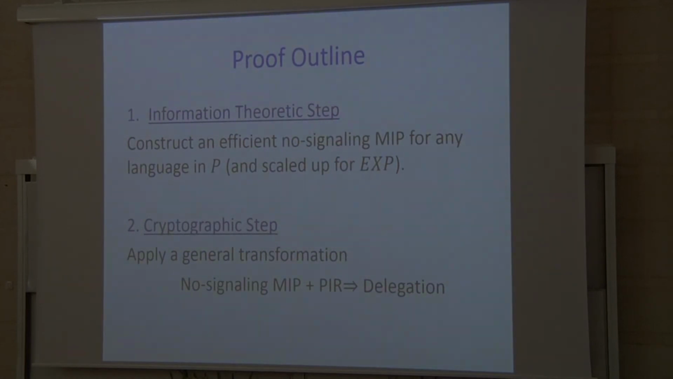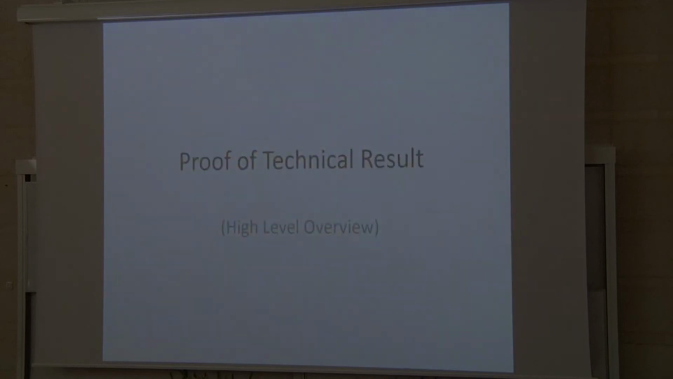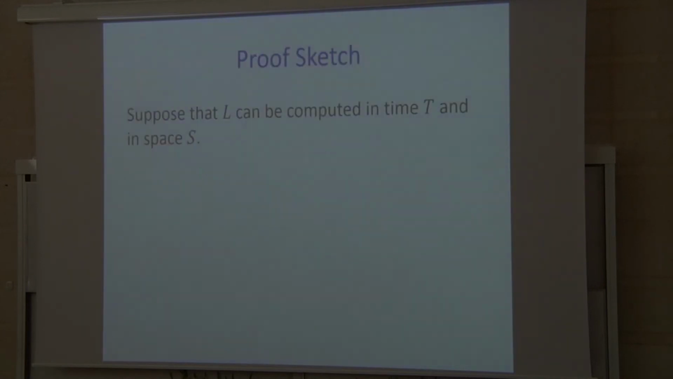The second step, which is a cryptographic step, applies a general transformation, taking any no-signaling MIP, in particular the one that we just constructed, together with a private information retrieval scheme to obtain a delegation protocol. Okay, so these are the two main steps. Because I'm limited on time, I wanted to tell you a little bit more about the first step in this talk. It's a little bit complicated, so this will be a high-level overview, but I hope it will give you an idea of what's going on.